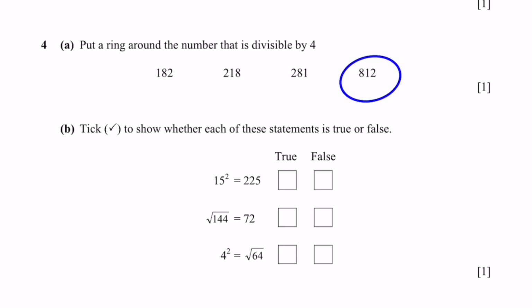B. Tick to show whether each of these statements is true or false. 15 squared equals 225. Yes, it's correct. True. Root 144 is 72. Obviously not. The answer is actually 12. 4 squared equals root 64. 4 squared equals 16. And root 64 is plus or minus 8. These are not equal, therefore it is false.